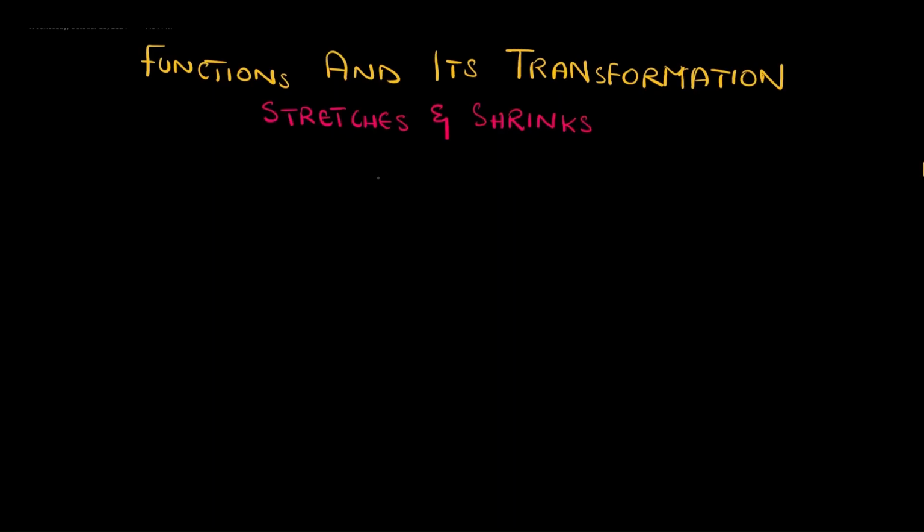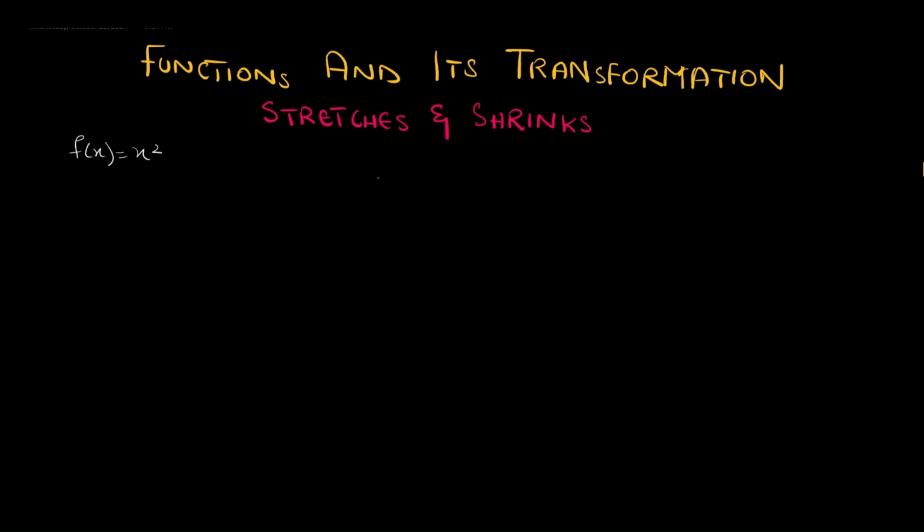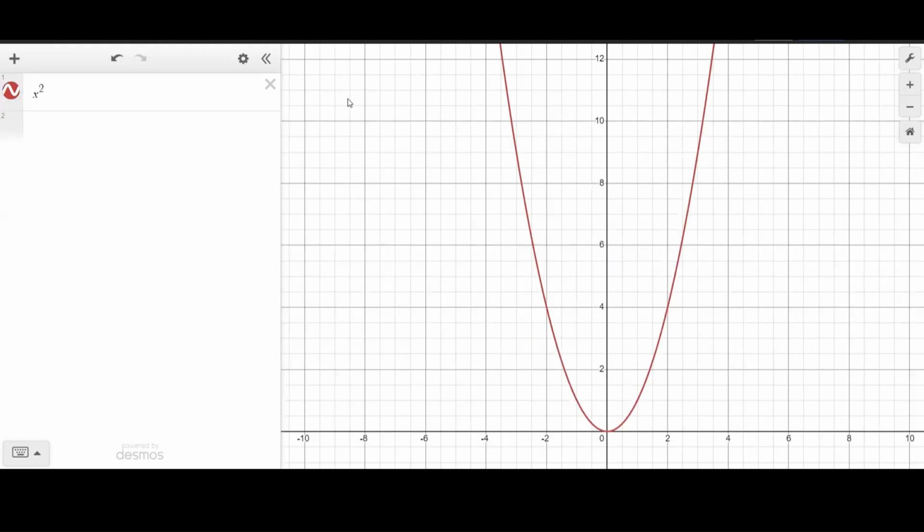So we will take a look at the function f(x) equals x squared, and we will see what happens when we multiply and divide the input as well as the output of this function. Okay, so now let's plot our function x squared here. We see that we get a curve, right? Now let's multiply something to the output of the function, which is the complete x squared. Let's multiply 2 to x squared.